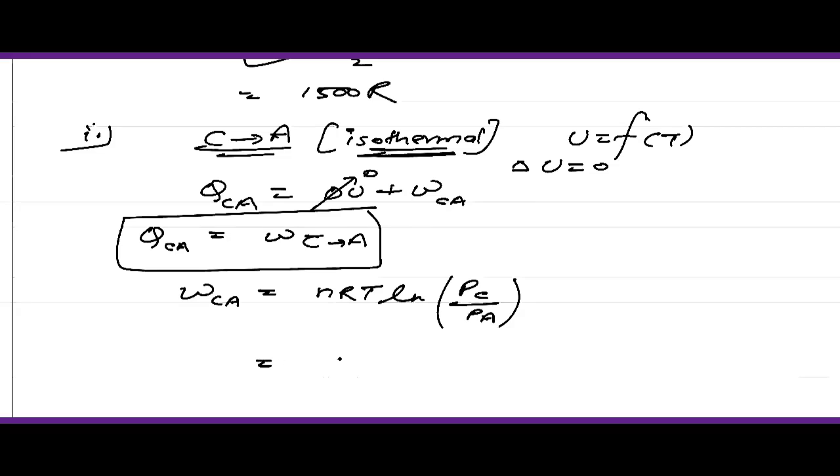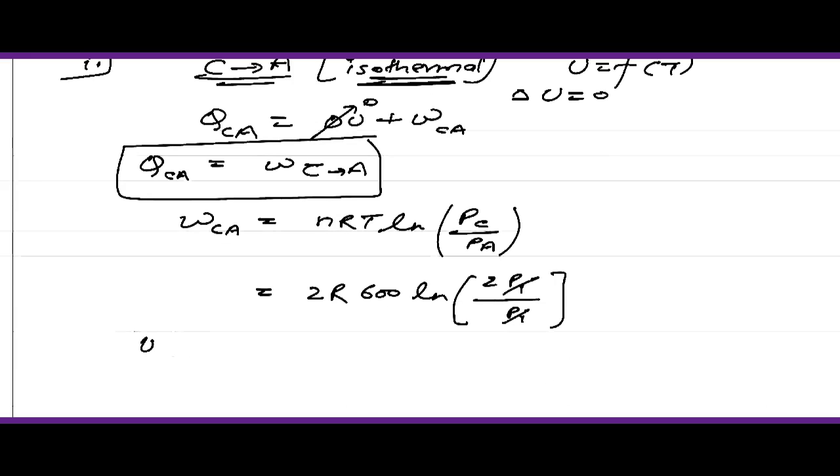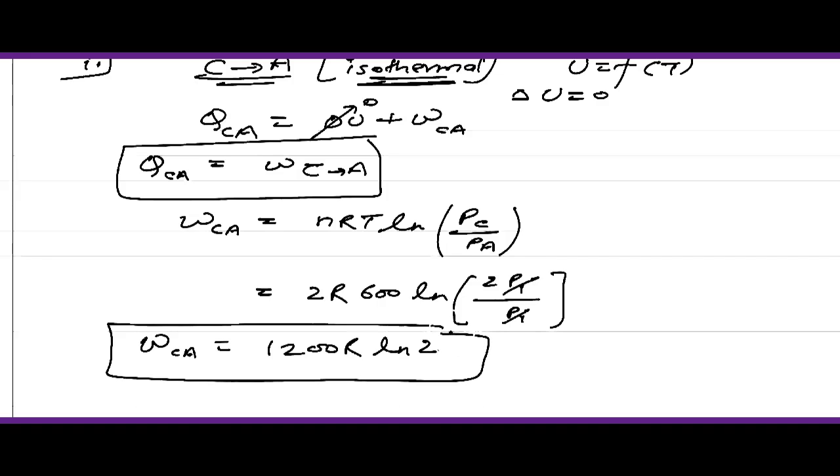So we can say that the number of moles is 2, R is R, temperature is 600, ln is ln. And what about PC? PC is 2P1 in the given figure and PA is P1, so P1 and P1 cancel out. Okay. So the work done in the process CA will be equal to 1200 R ln2. So this is the work done in the process CA.